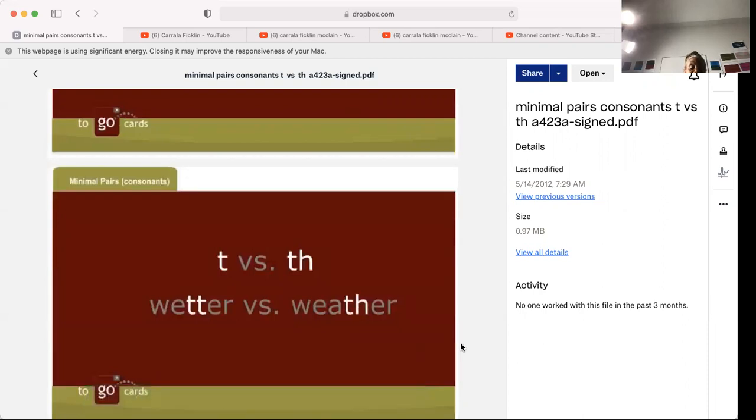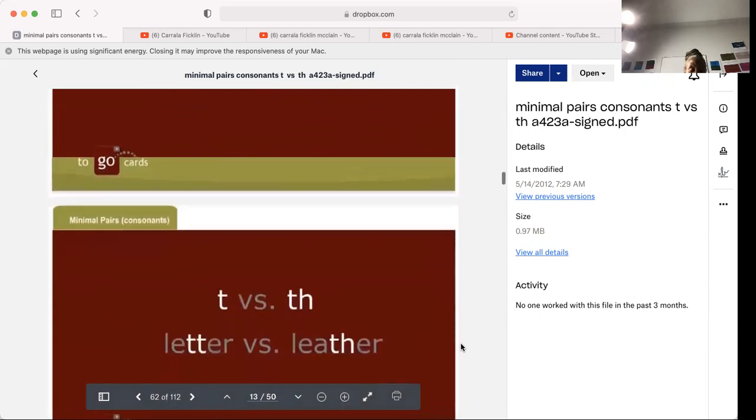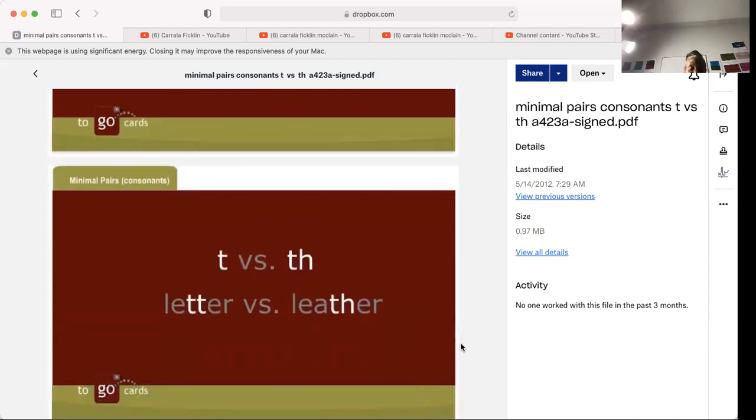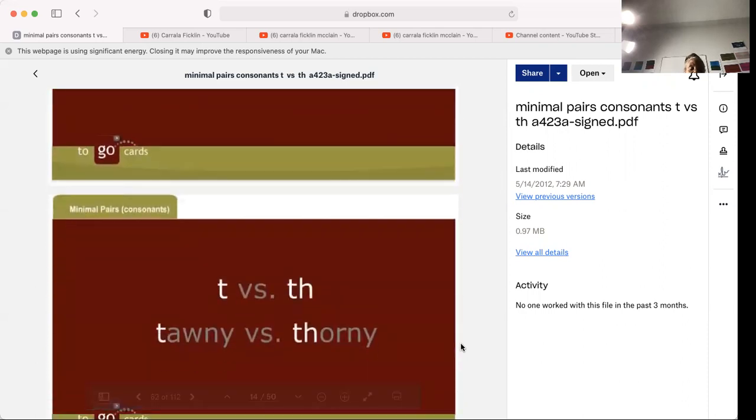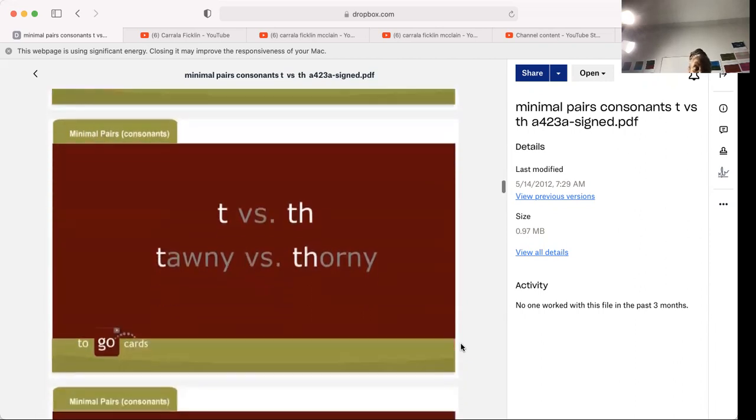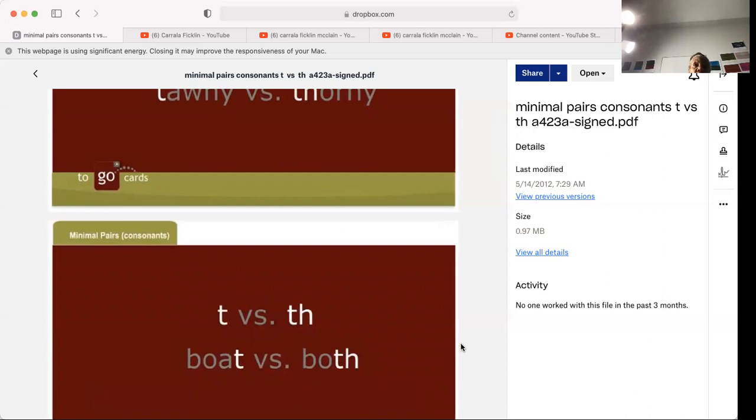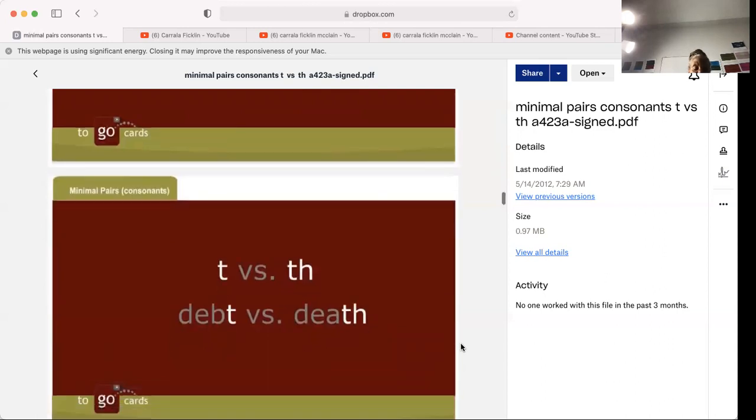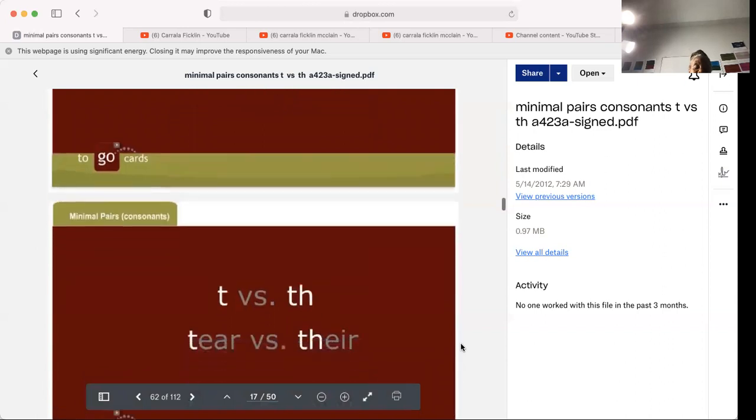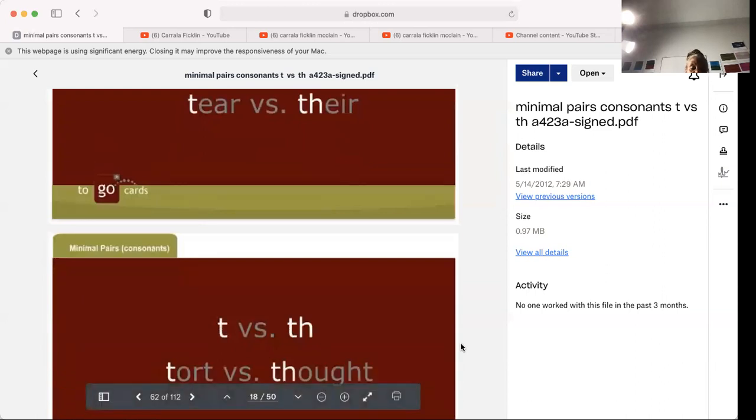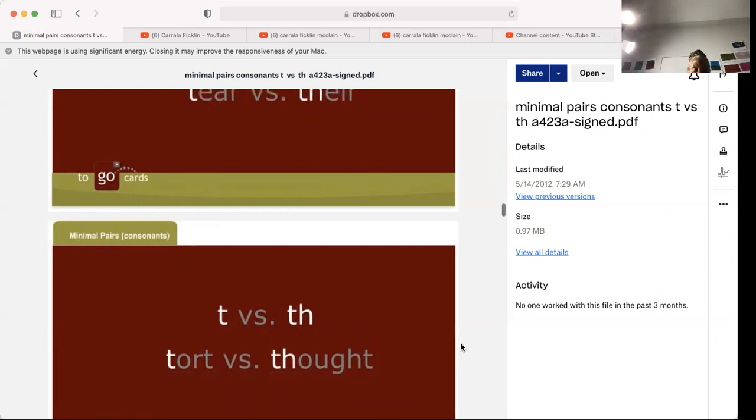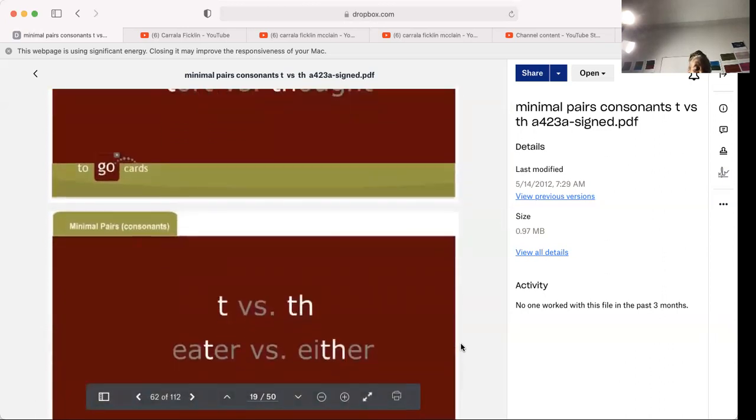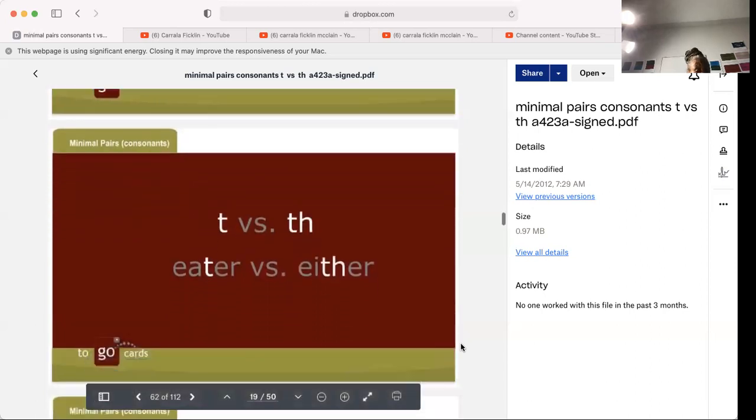Wetter, weather. Letter, leather. Tawny, thorny. Boat, both. Debt, death. Tear, no, tear, there. Tort, thought. Eater, ether. You see how close these are?